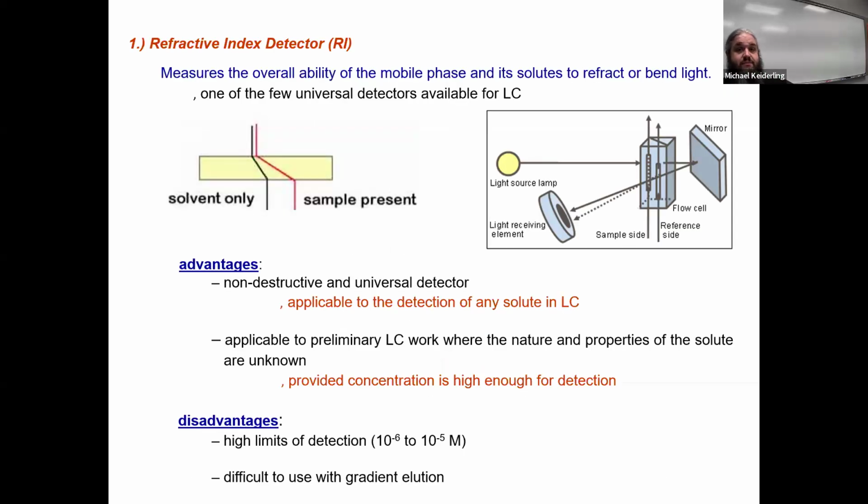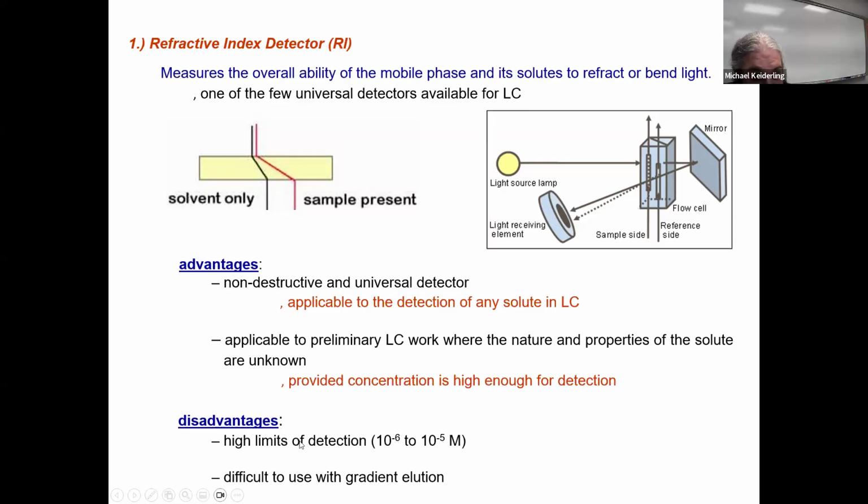So a refractive index detector measures the overall ability of the mobile phase and its solutes to refract or bend light. It's one of the few universal detectors available for liquid chromatography, where if there's only the solvent, the light will be bent here, but if there's a sample present, it will move. It's non-destructive and a universal detector. It's applicable to the detection of any solute in liquid chromatography. It's applicable to preliminary liquid chromatography work where the nature and properties of the solute are unknown, provided that the concentration is high enough for detection.